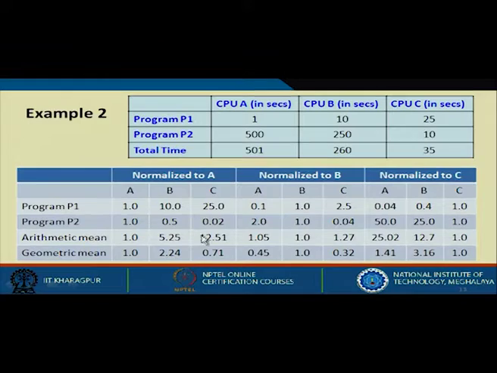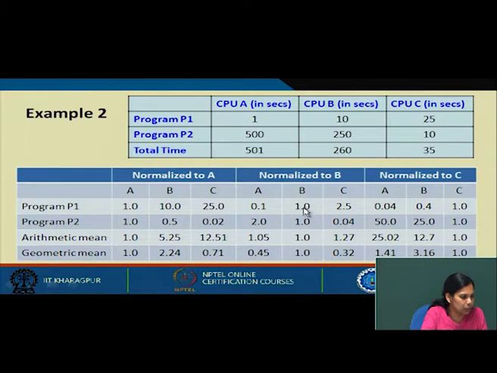Just see what we are getting. We have normalized this with respect to B, we are making this 1, and now these are the two values we are getting. Similarly, we have normalized this to C, where these two have become 1, and we are getting this value and this value with respect to C as the reference machine. Now, once we are done with this, we calculate the arithmetic mean, and we calculate the geometric mean.